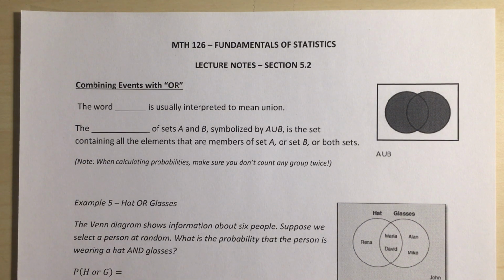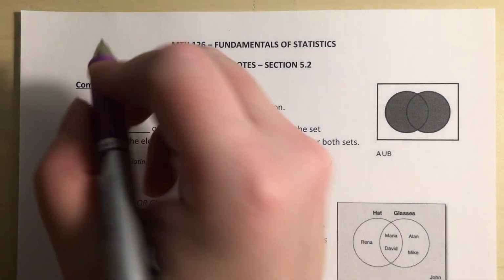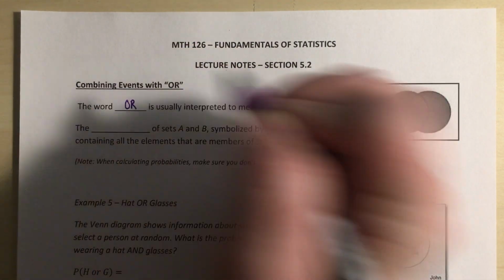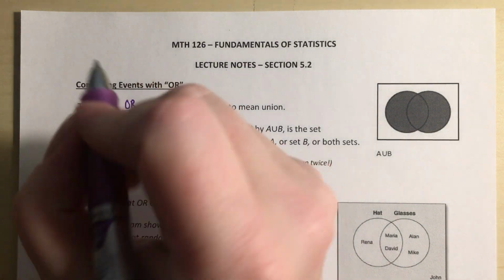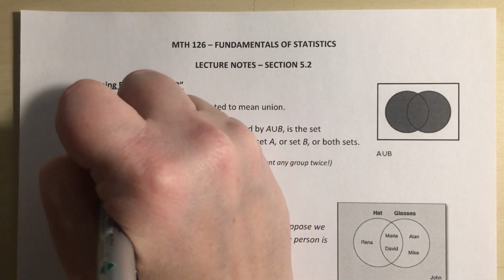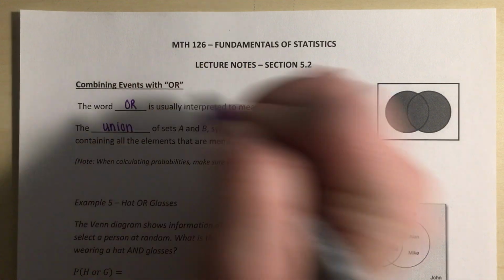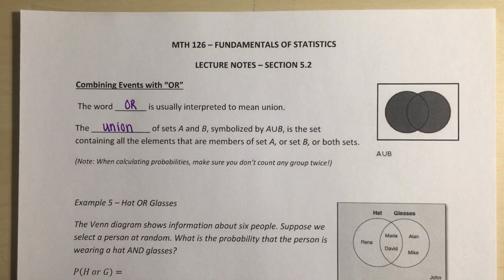Right, so now we're going to look at combining events using the word or. The word or is usually interpreted to mean union. So our union of sets A and B, symbolized A ∪ B, is a set containing all elements that are members of set A or set B or both.